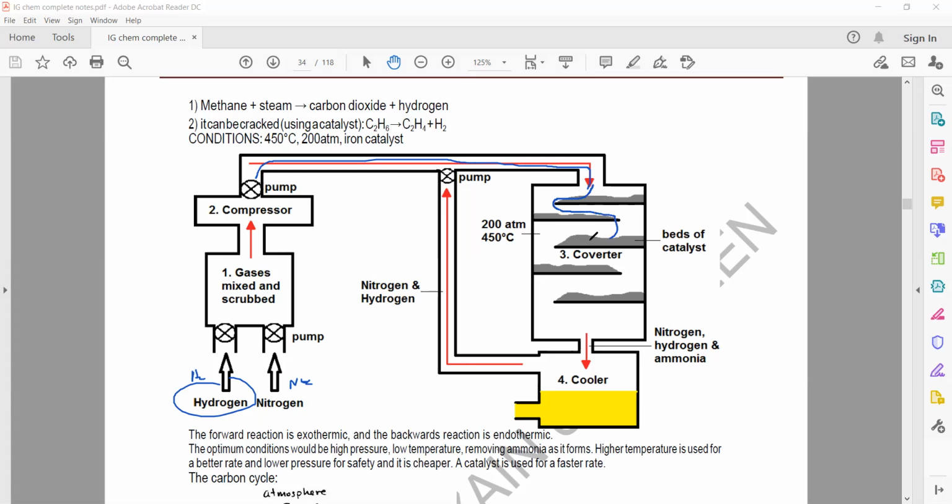When these gases pass over the catalyst, it speeds up the reaction, resulting in the formation of ammonia. But not all of the hydrogen and nitrogen react with each other. So what happens to the unreacted nitrogen and hydrogen? They are again fed into the chamber, and we cool this down. The lower temperature removes ammonia as it forms, and nitrogen and hydrogen are fed into the chamber again, repeating the cycle so that we get more ammonia.